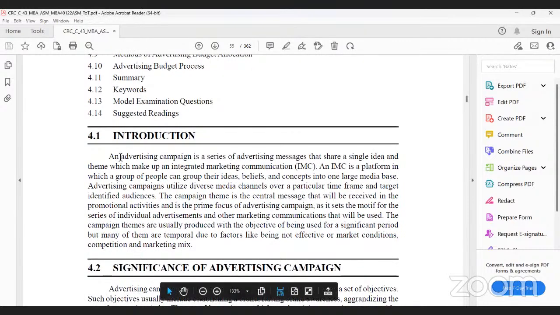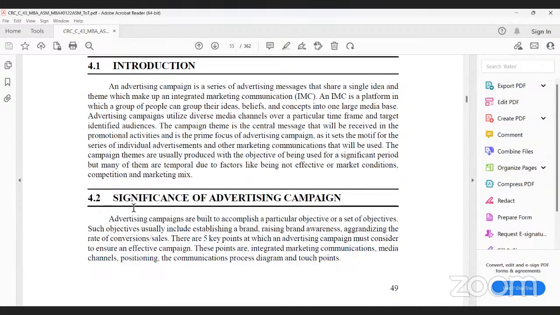The first and foremost is advertising campaign. What is meant by advertising campaign? An advertising campaign is a series of advertising messages that share a single idea and theme, which make up an integrated marketing communication. IMC, integrated marketing communication, is a platform in which people can group their ideas, beliefs, and concepts into a large media base. An advertising campaign utilizes diverse media channels over a particular time frame and targets an identified audience, right? Based on that, we customize the advertisements.